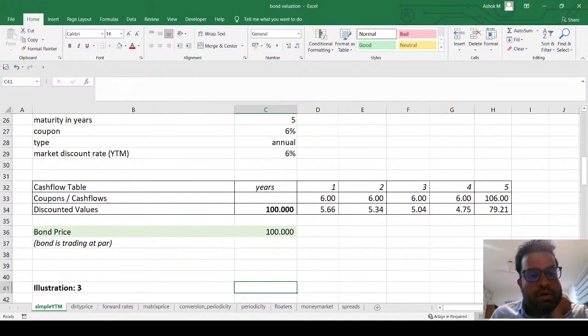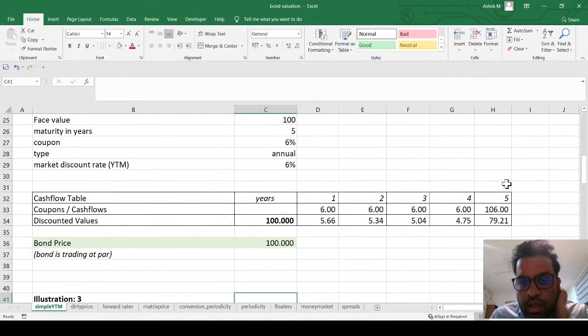So this is a simple bond trading at par. That's if the issuer has priced the bond correctly. That means he has come to the market and he's paying whatever the market demands. That bond will trade at par.